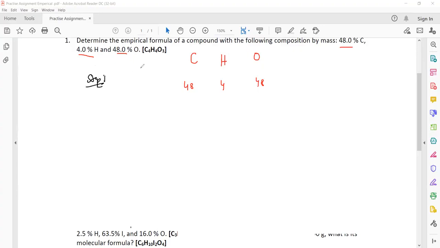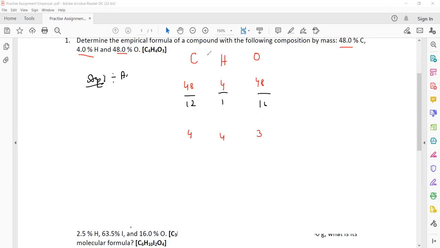So step 1, we divide by atomic mass. We divide the percentage or the mass which is given by the atomic mass of the element. In this case, carbon is 12, hydrogen is 1 and oxygen is 16. So 48 divided by 12 is equal to 4. 4 divided by 1 is equal to 4. And 48 divided by 16 is equal to 3.